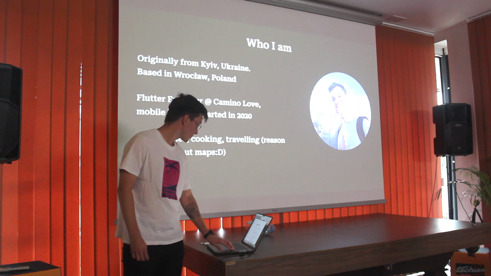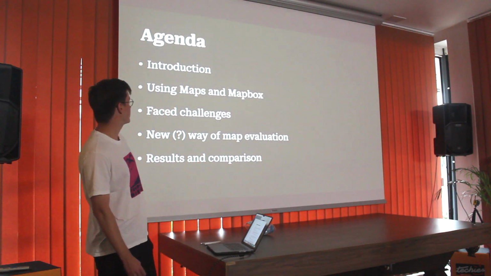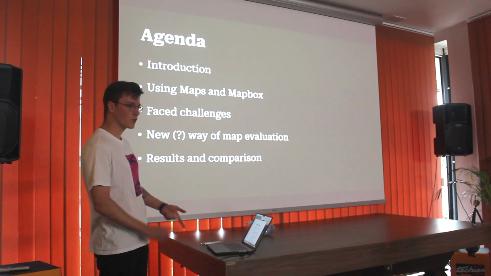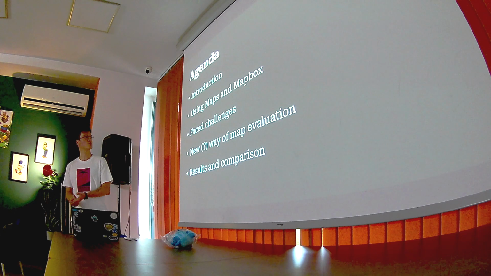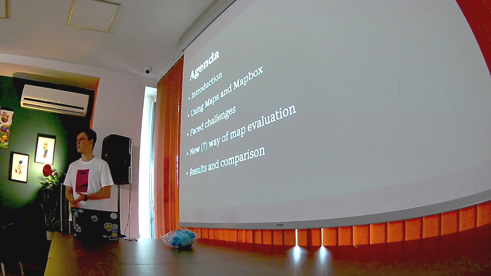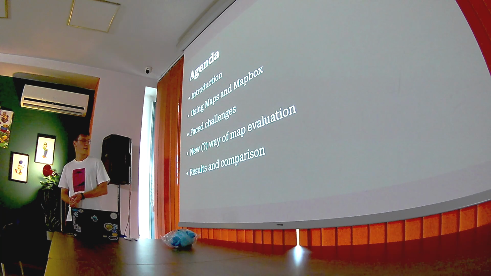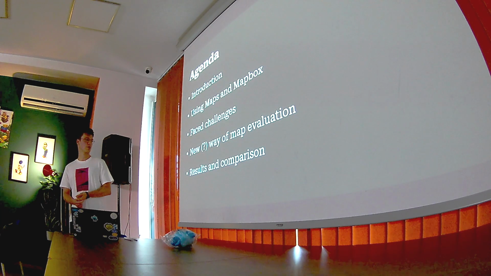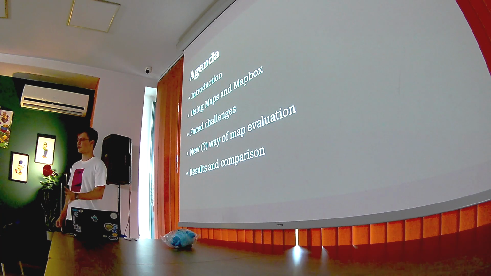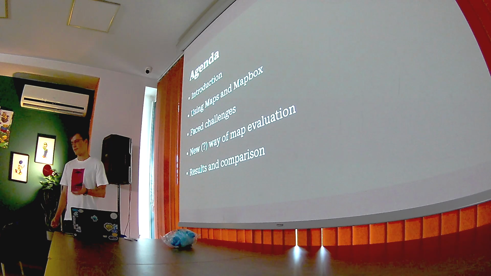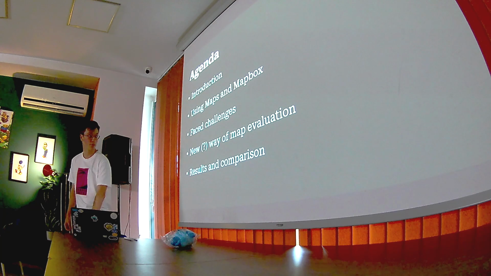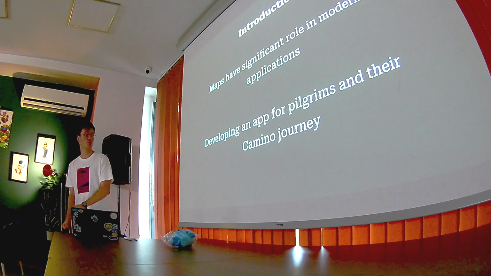I'm talking about maps. So starting with the agenda, I would love to introduce you to the app we have, to the map, to why we're using map there, also how we utilize Mapbox, and actually the problem we've faced once. And after that, then of course we will talk about some magical recipe, about how we can evaluate map in a totally new way. At least it was for me. And after that you will see the result and comparison of actually how we fixed that challenge.